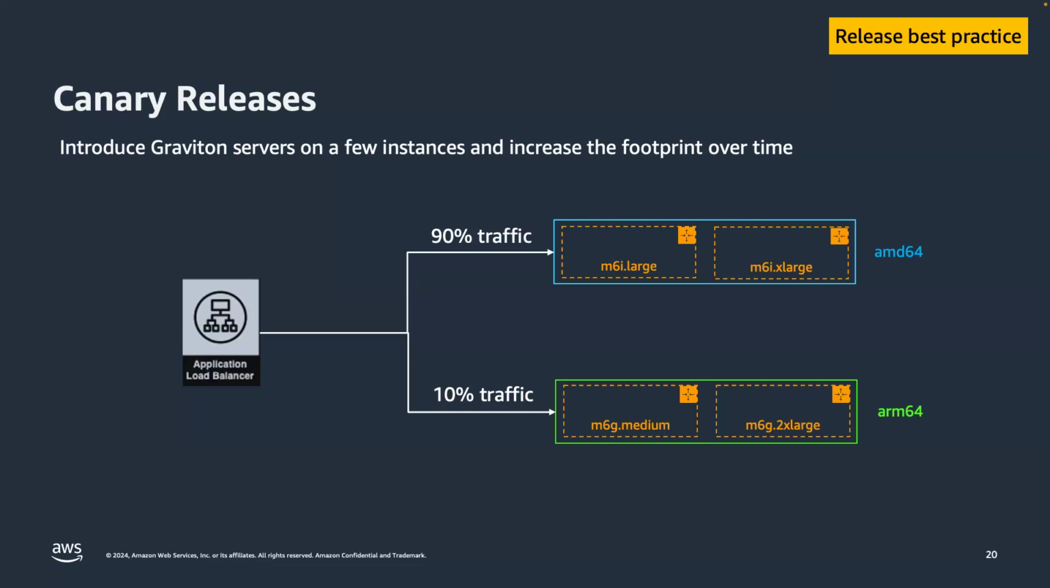So we can introduce one to two servers of Graviton running alongside the x86 for a start. Then I will monitor how stable it is, how robust it is, whether the performance is good enough for me. And if everything is okay, then I will migrate more and more traffic over the next few weeks, and eventually I can sunset the x86 instances.